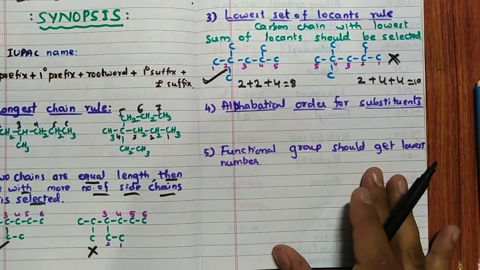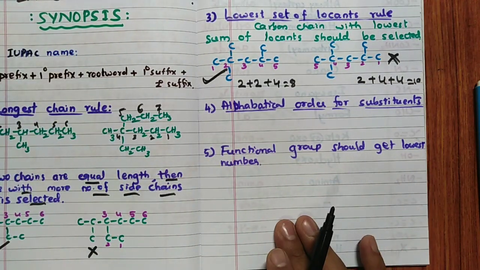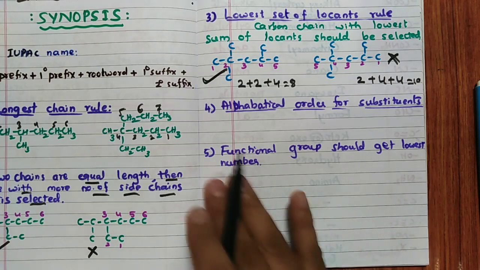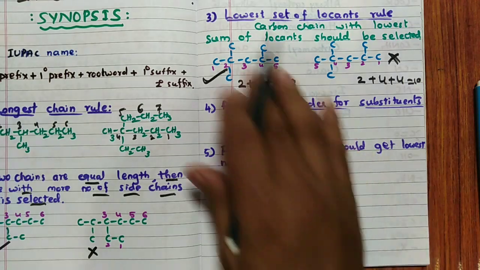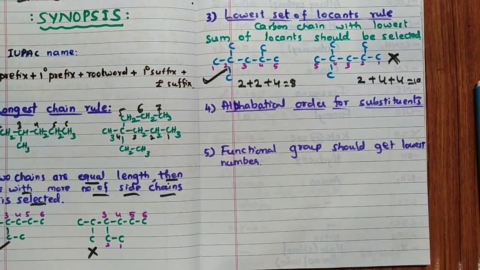Then alphabetical order, very simple. Whatever the alphabetical order, methyl, ethyl, if it is there, you have to select ethyl first, then methyl. The functional group should get the lowest number. So the functional group should have the lowest possible number in the carbon chain.